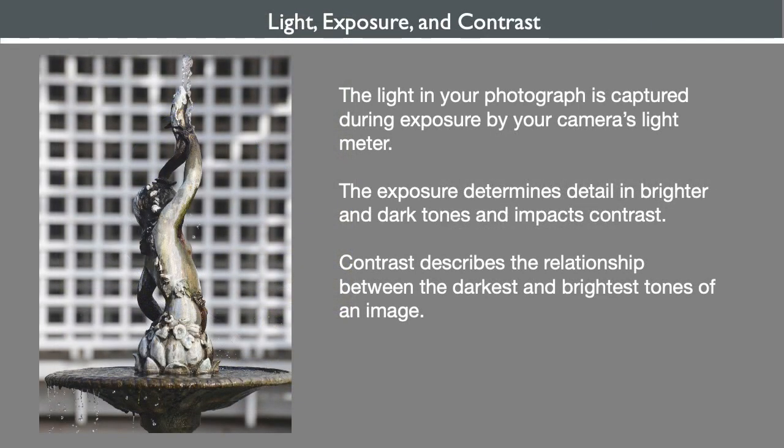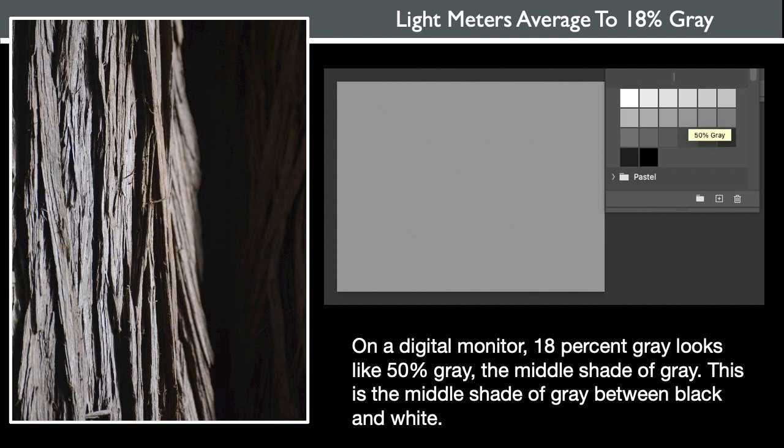The light in your photograph, along with the focal points captured during exposure by your camera's light meter, determines how much detail appears in the brighter and darker tones and impacts contrast. Contrast describes the relationship between the darkest and brightest tones of an image. The light meter interprets the image as points with different brightness, as if the image was all black and white. Each point is evaluated against the camera's 0, which is an 18% gray.